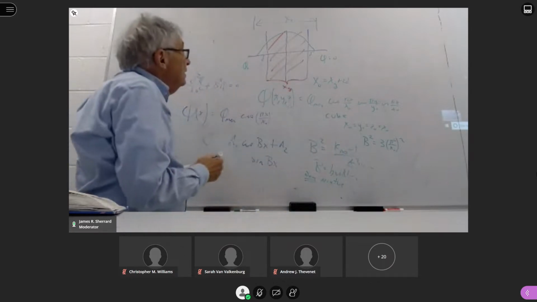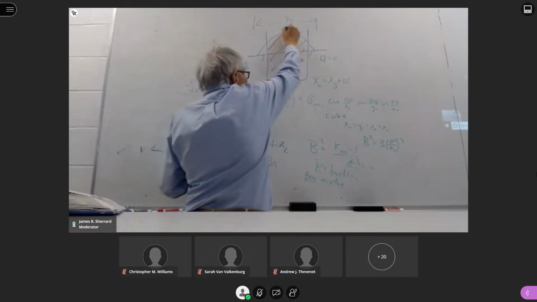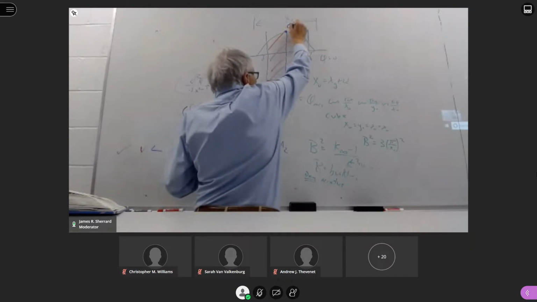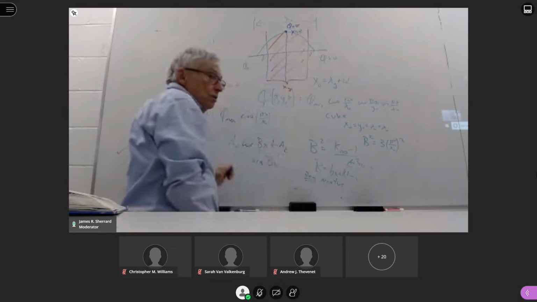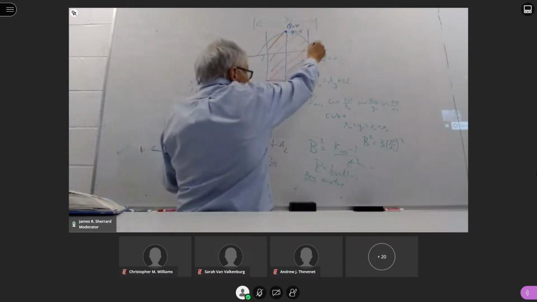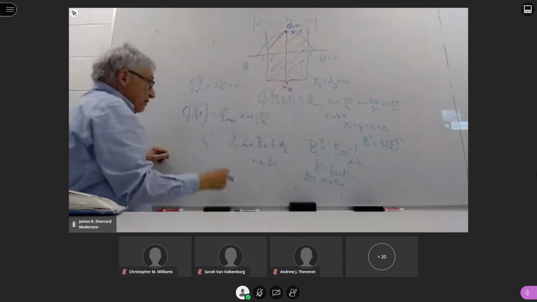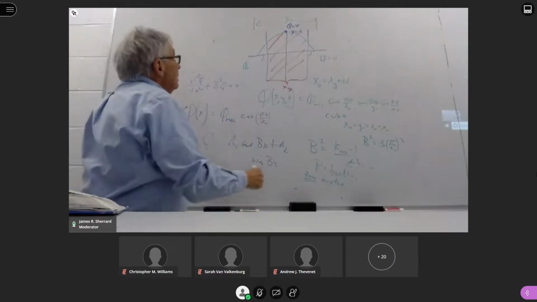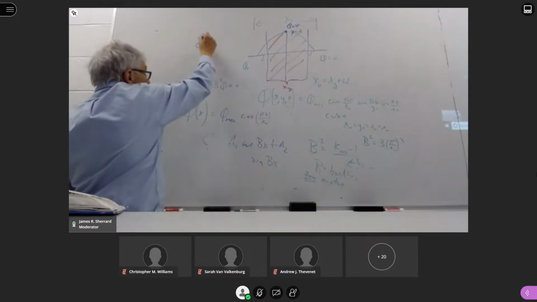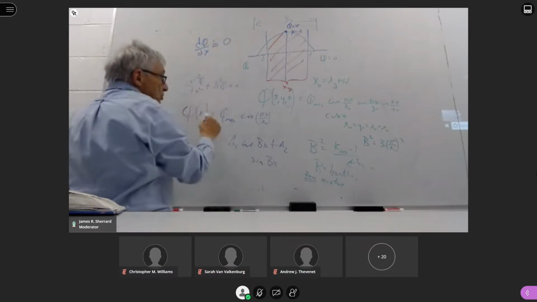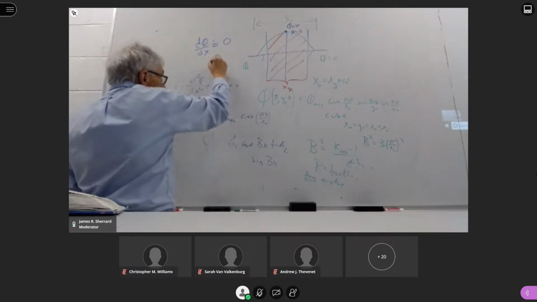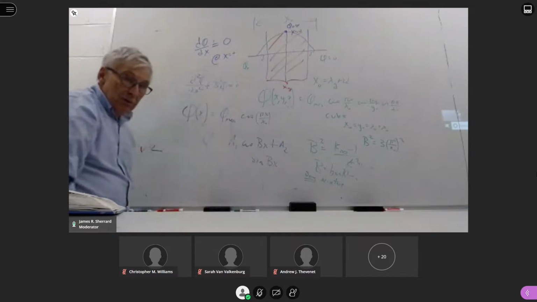What else do we know? We know that the maximum value for the flux is at this point where x is equal to 0. Since this is the slope of this equation, we know that the slope is exactly equal to 0 at x is equal to 0.